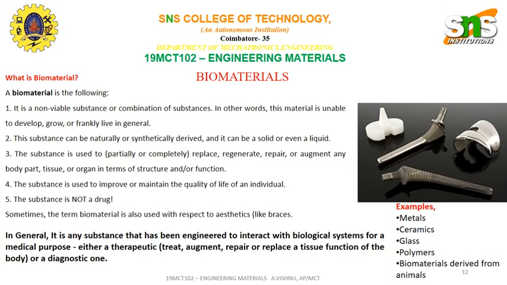Sometimes the term biomaterial is also used with respect to aesthetics, like braces. In general, it is any substance that can be engineered to interact with a biological system for a medical purpose, either therapeutic, to treat, augment, repair or replace tissues, as we have discussed in the previous points. The examples are metals, ceramics, glass, polymers. Some biomaterials derived from animals are also used as biomaterials to support your life.